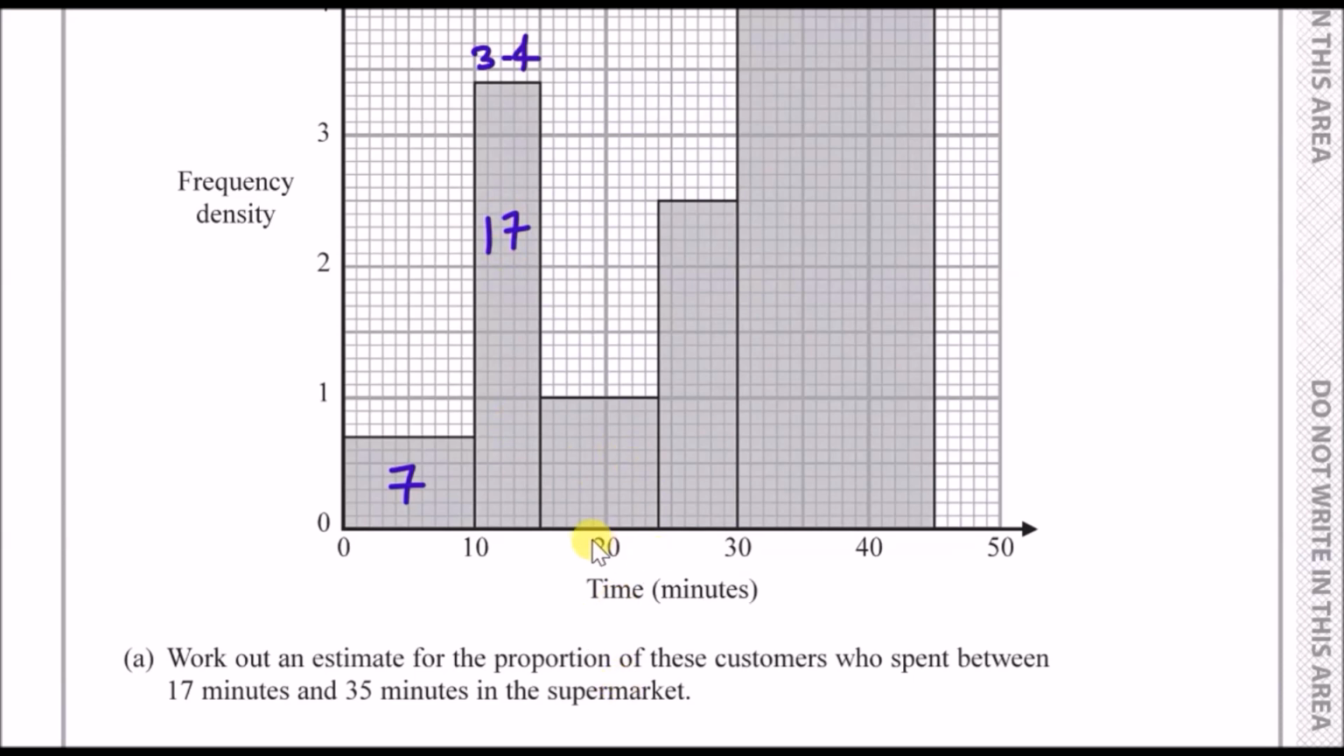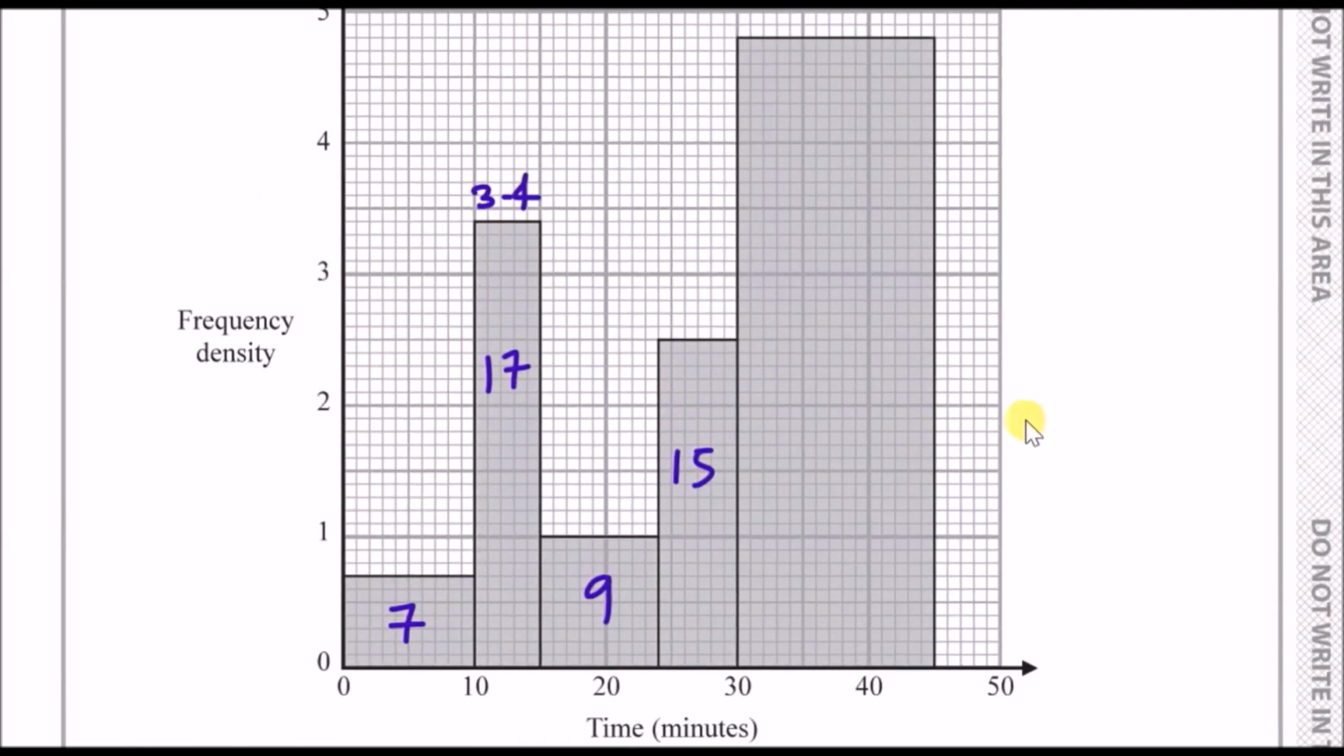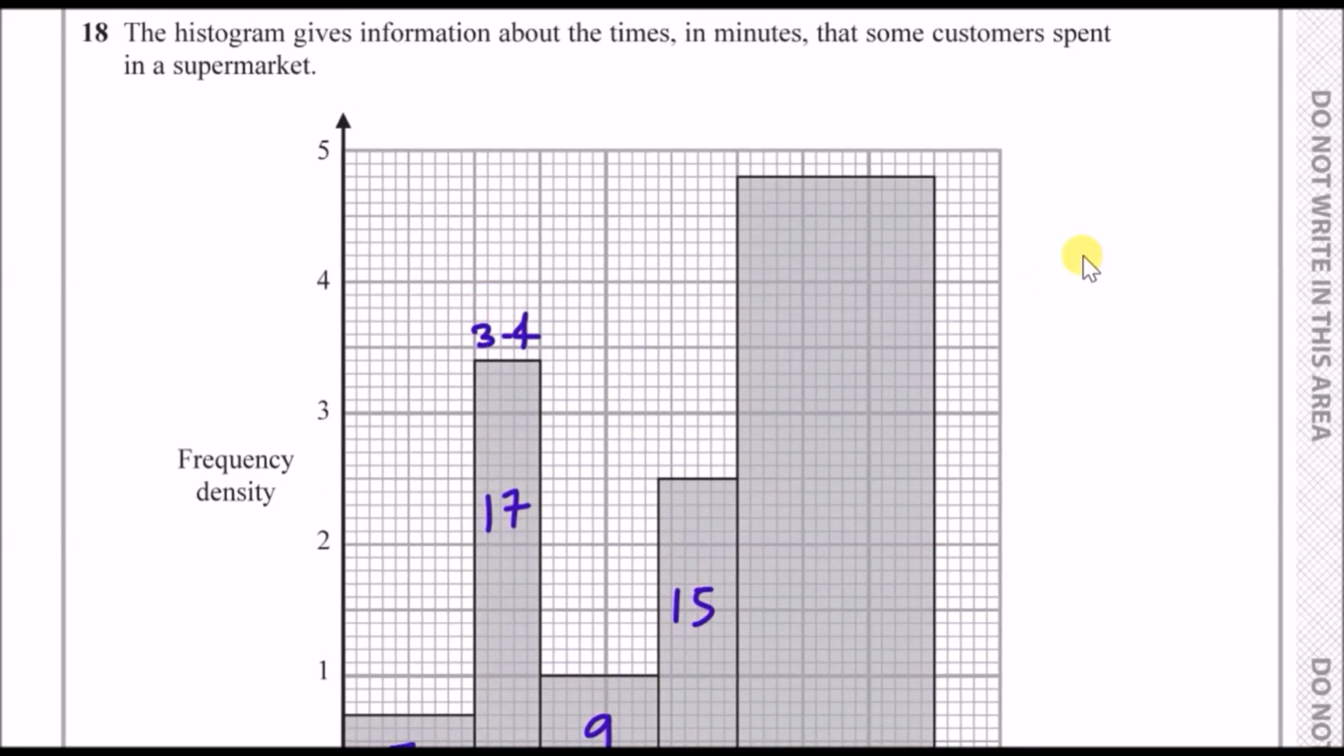And then the next block, I think the width is a bit sneaky. So it goes up to 24. So it's between 15 and 24. So the width is 9. So it'll be 9 times 1, which is 9. For the next one, guys, we've got a width of 6 times 2.5. That should give us 15. Okay, so just use your calculators, yeah? And for the last one, we've got a width from 30 all the way to 45, yeah? So this is 15 times 4.8. And 15 times 4.8 gives us 72.